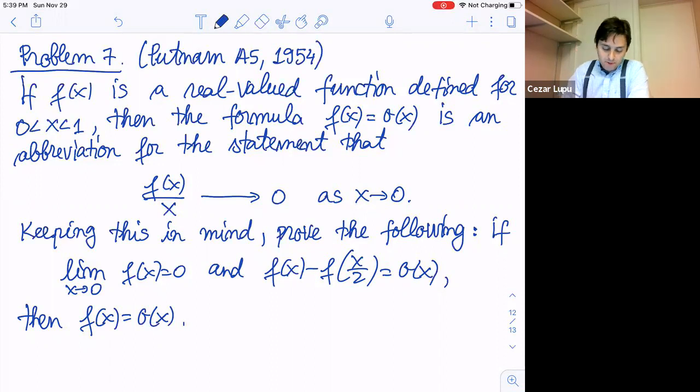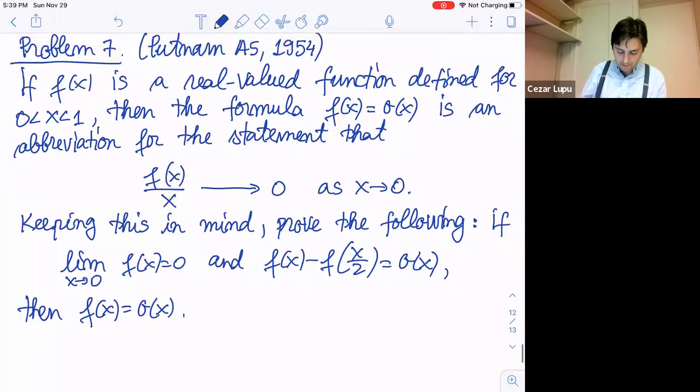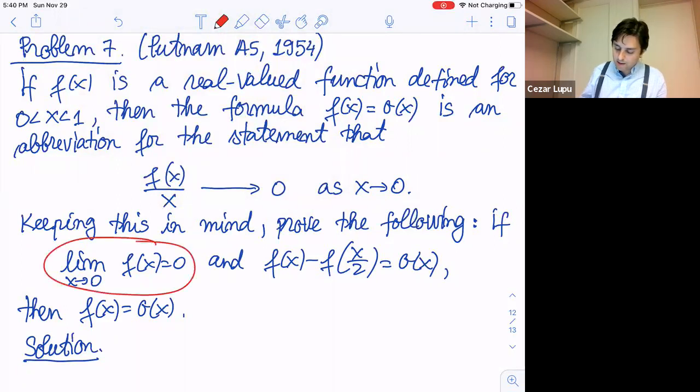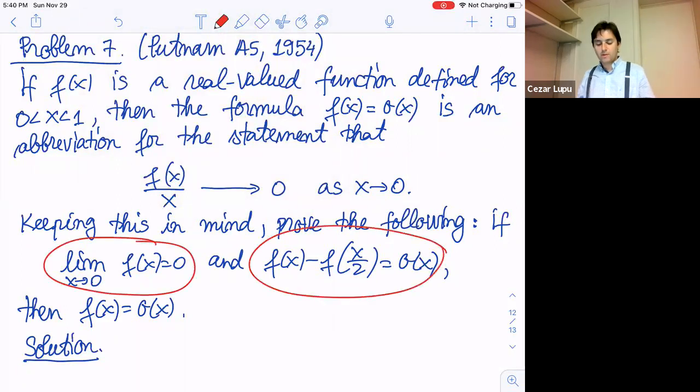Well, I would say it's a pretty straightforward problem. It tells you exactly what to do. So let's see. Now we know that the limit of f of x is 0. So what does this mean? But also we know that f of x minus f of x over 2 is a little o of x. So we should explore these two conditions here. This guy and this guy. There is no other option for us. And once we do this, let's see.